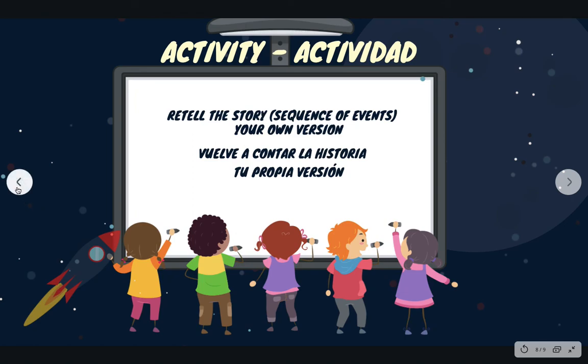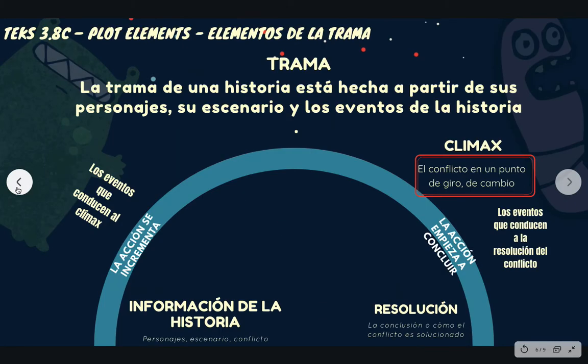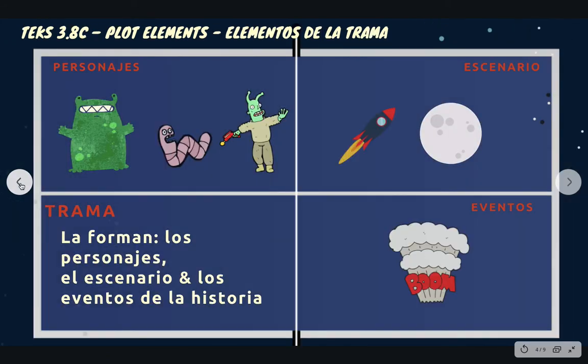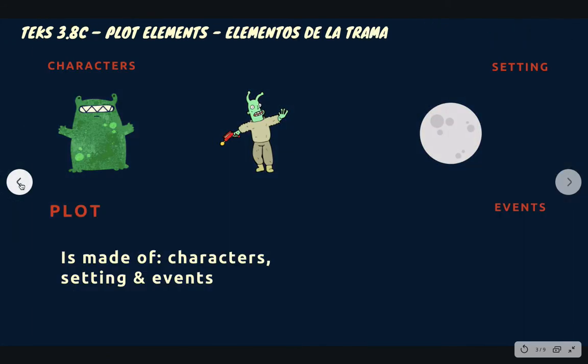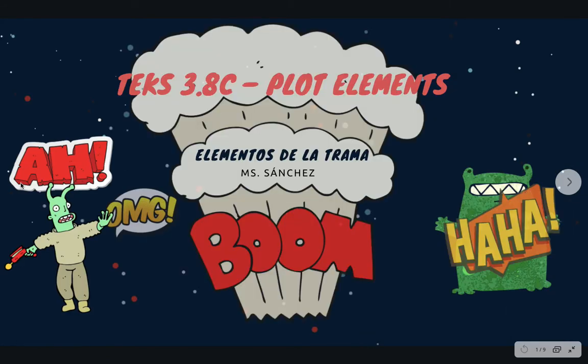I'm going to go back to the image that we just saw. You're going to create a story based on the very first image, based on this image. You're going to tell me who the characters are, where the story takes place, the setting. You're going to give me a beginning, a middle, and an end with a problem and a solution.